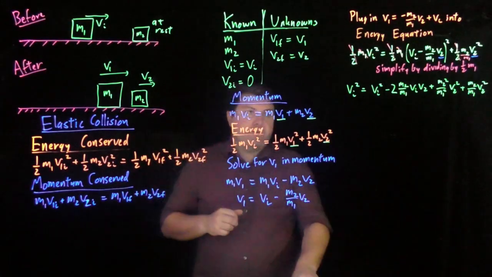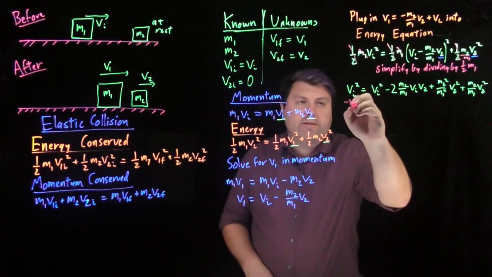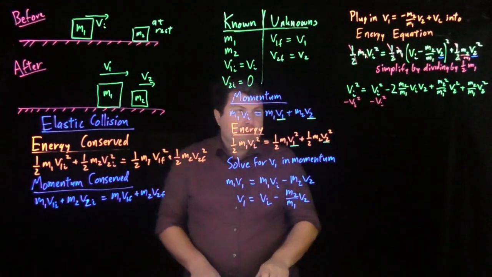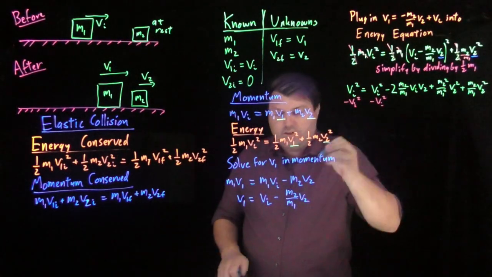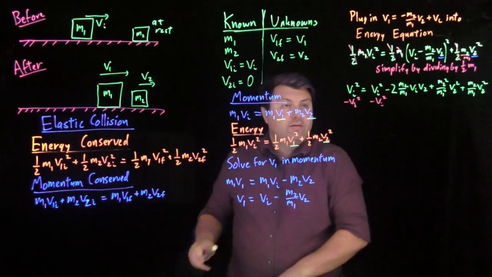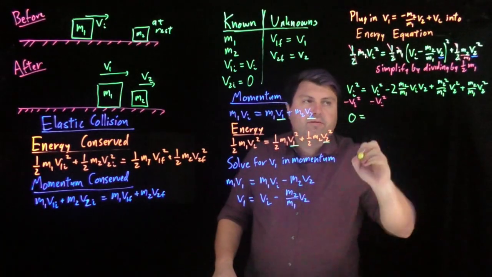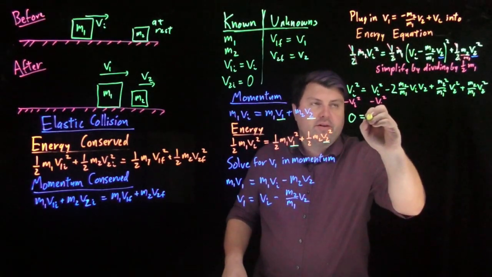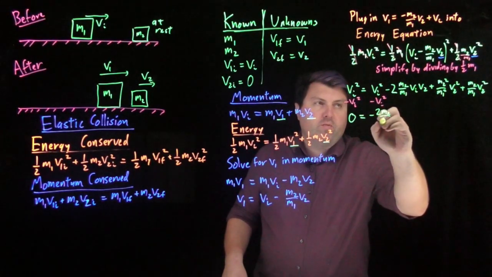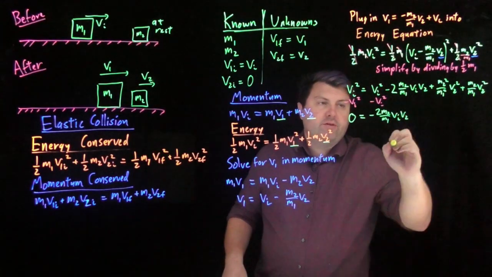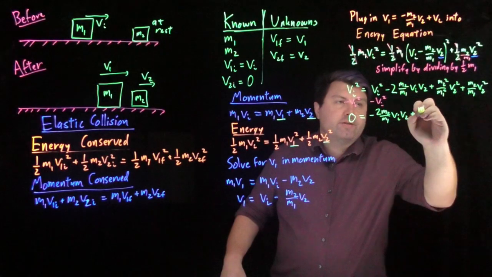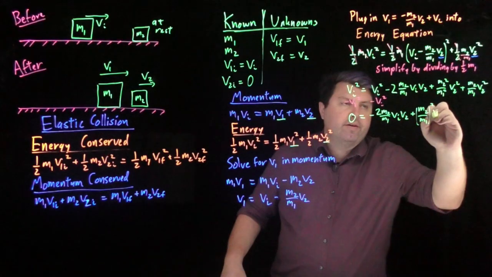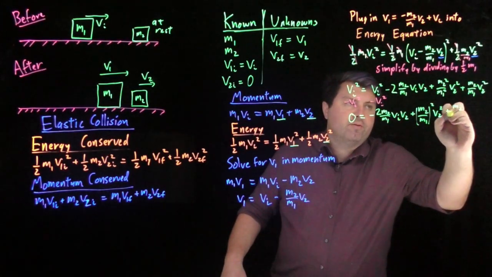And then what we can see is that if we subtract V1 squared from both sides, sorry, then we get that they cancel out. So now I have 0. And we'll see that we have a lot of common factors once we bring these two out. So I have negative 2 M2 over M1 V1 V2 plus M2 over M1, and we can write this as quantity squared, V sub 2 squared plus M2 over M1 V2 squared.